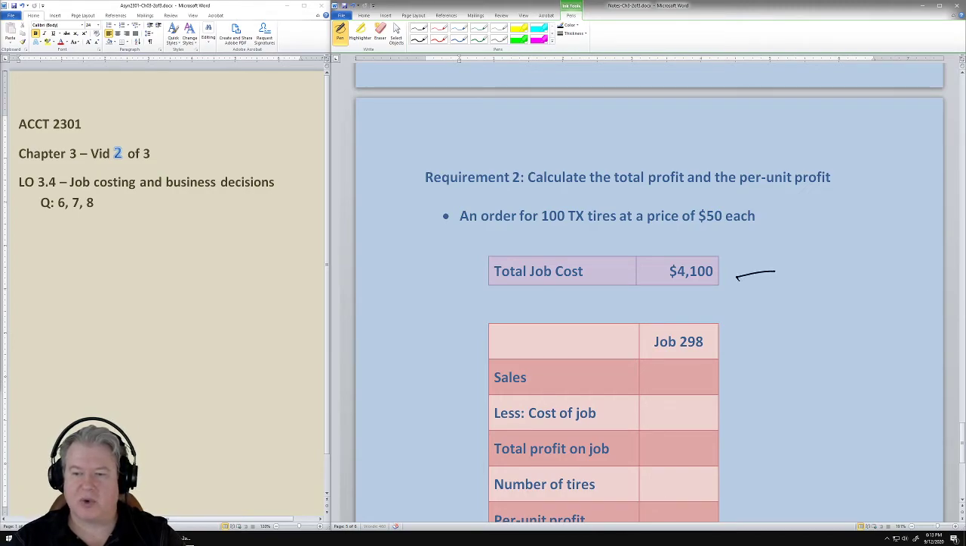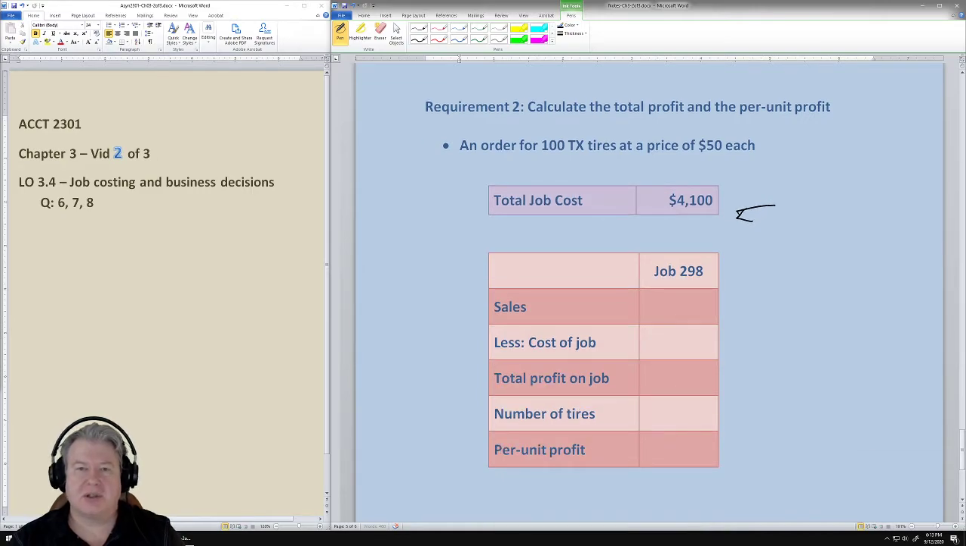The last part of this question is, and once again here I'm going to pull down the answer that we got in the previous part. Now we need to figure out profit and per unit profit. So what is the sales? And remember I said we're going to use this a little later. Well, we sold 100 tires at $50 a piece. So that's just 100 times $50 a piece. Well, that's going to be $5,000 for this particular job. It's going to be sales of $5,000.